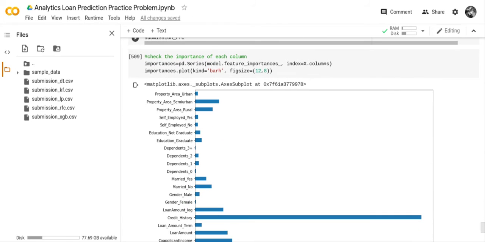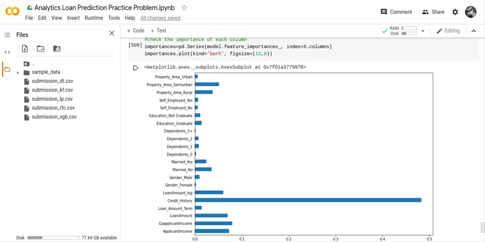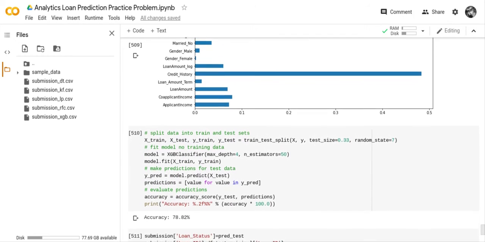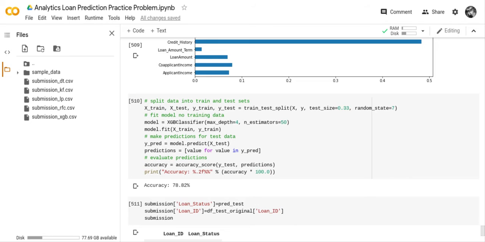So the next thing we wanted to do was check the importance of each column in a horizontal bar chart, so you can see that the credit history was the most important. And the next thing that we're doing is we're going to do XGBoost.